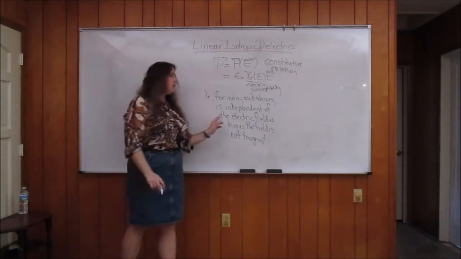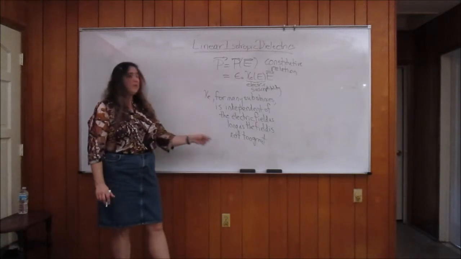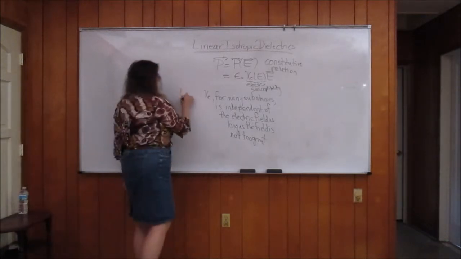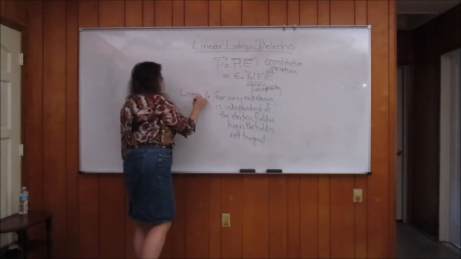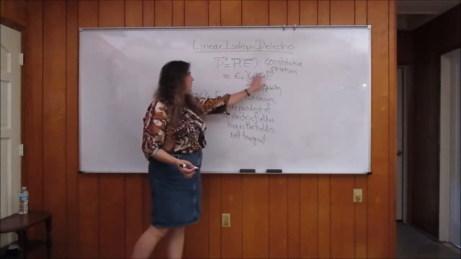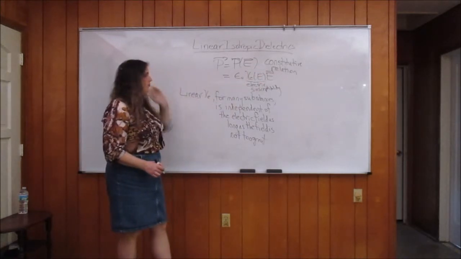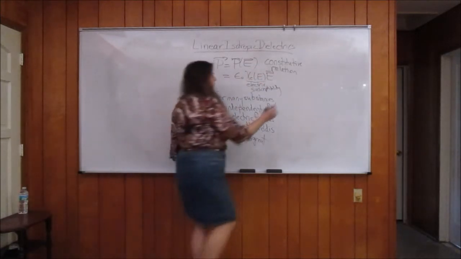So susceptibility for many substances is independent of the electric field as long as the field is not too great. That is what I mean by linear. So if it's no longer dependent on the electric field, I can drop out that dependence on either. And what do I mean by isotropic?